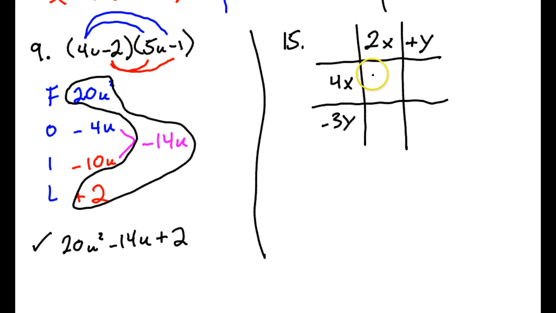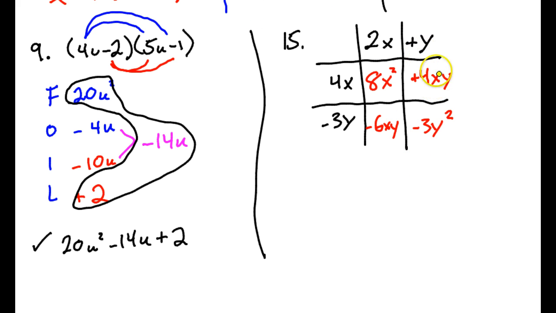4x times 2x is 8x squared. 2x times negative 3y is negative 6xy. Notice how I put the variables alphabetical here. 4x times y is 4xy. And negative 3y times y is negative 3y squared.